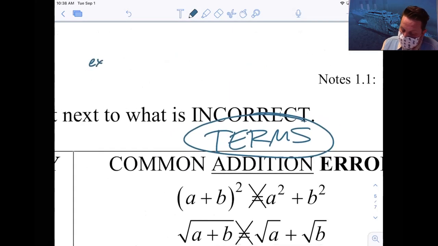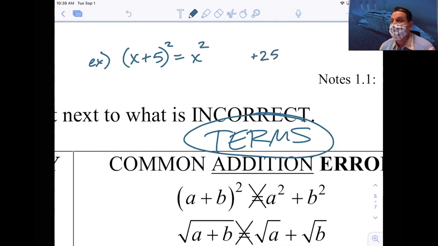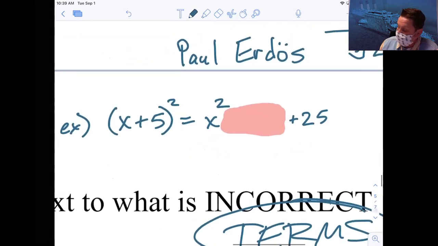Here's an example. If you have X plus 5 quantity squared, your instinct would be to say, oh, that's X squared plus 5 squared, which is 25. And that would be incorrect, because there is a middle term that is missing. So your teacher probably told you to write them side by side and FOIL it: first, outer, inner, last. And that still works. But a binomial squared, you could also do it this way.